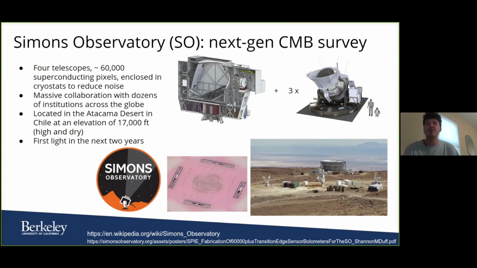The actual experiment is located in the Atacama Desert in Chile, at an elevation of 17,000 feet. So you're huffing and puffing when you're bolting screws and stuff together in order to build these things. The reason it's up so high is that it's high and dry, so you have less atmosphere to look through, and you don't have to worry about clouds messing up your map. And this thing is currently being built, and it's set to do its first observations in the next 2 years.